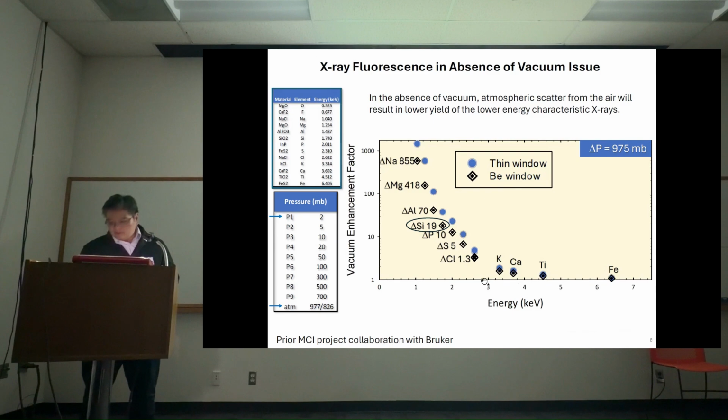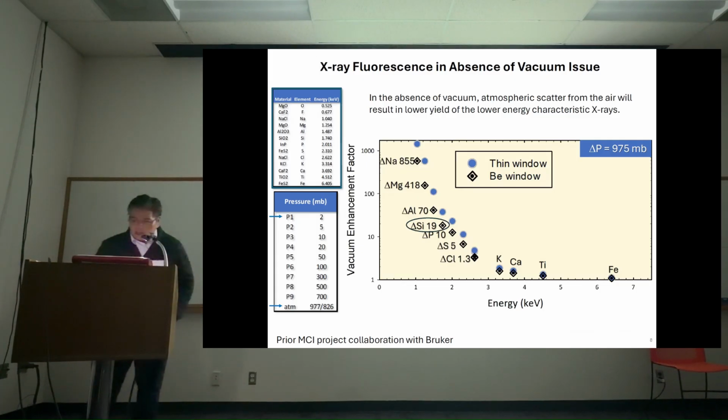But as we move to energies below 3 keV, the characteristic energies here, you notice that for silicon, in vacuum you get 19 times better signal than in air. We want you to remember this number. As we try to evaluate things even lighter than silicon, like aluminum, magnesium, and sodium, you can understand why we may not see those peaks in XRF in air. For those, it is shown to be 850 times better in vacuum than in air.